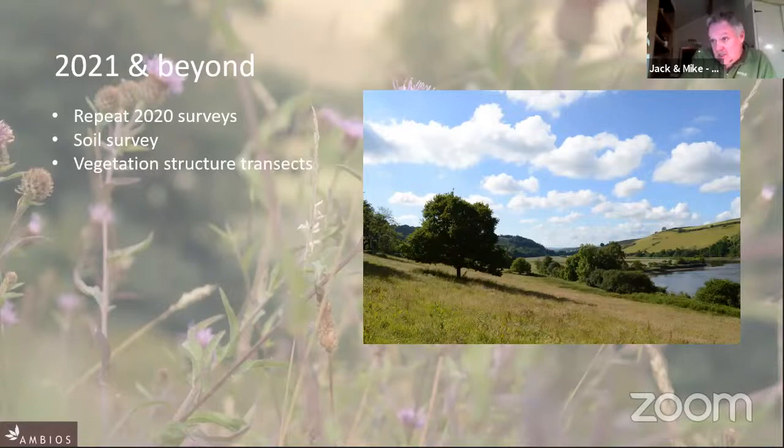Vegetation structure transects. So not only are we recording the species, but we're recording the actual change in the structure of the vegetation over time, the height of the vegetation along transect lines, and this should give us a good interpretation of the increasing value, hopefully, for all kinds of things.